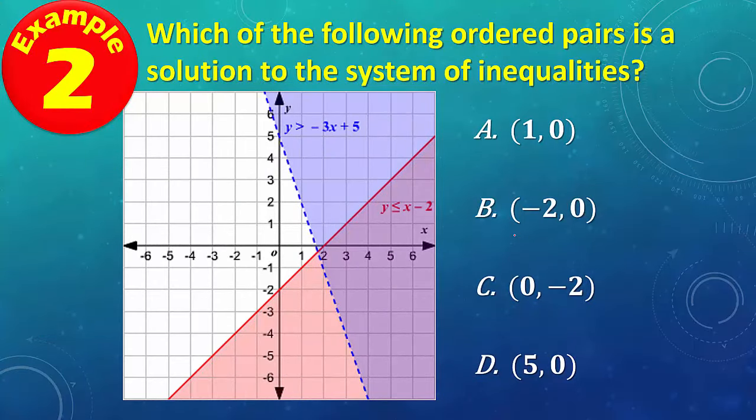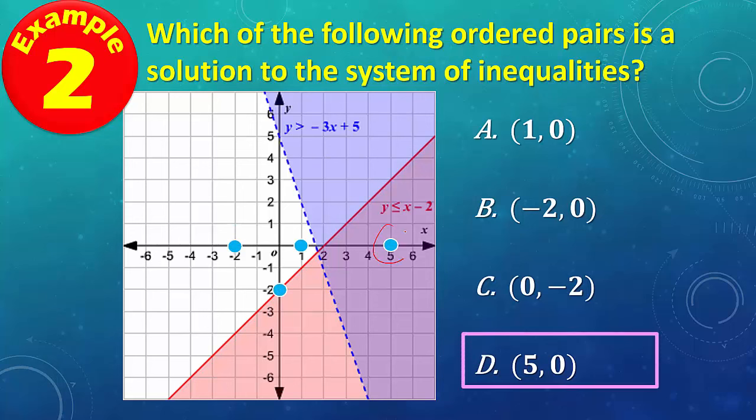Second example, we want to know which of the following ordered pairs is a solution to the system of inequalities. So we've got our system here. You don't need to worry about trying to figure out what the graph is. All you need to do is look at it. We're going to start off by putting all of our points on the graph. And we're going to look for the one that's in the overlapped region, which only is D. That's this one right here.